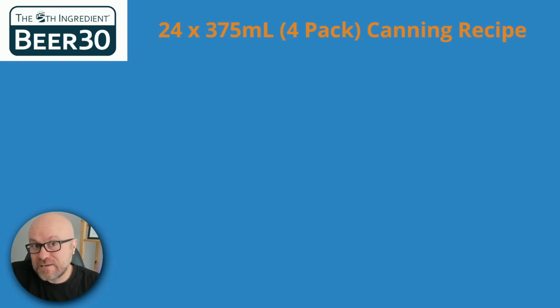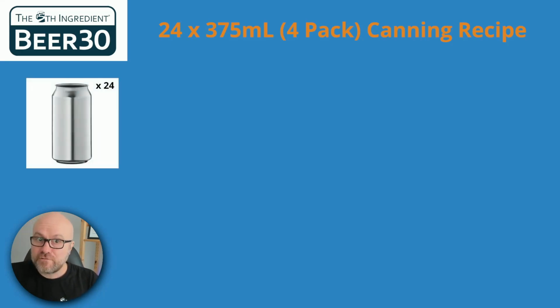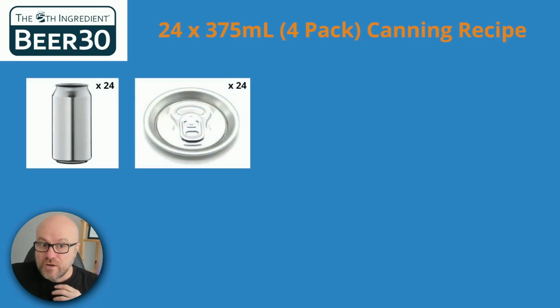Today in my demo brewery, I'm going to be putting together a 24 by 375 ml carton that's going to be made up of 4 packs made up of pack tech. If we think about how a 24 by 375 ml carton of beer is put together, and we look at the components in it, we're going to have 24 silver bullet cans. We're going to have 24 202 CDL lids, which is the type that we use in Australia.